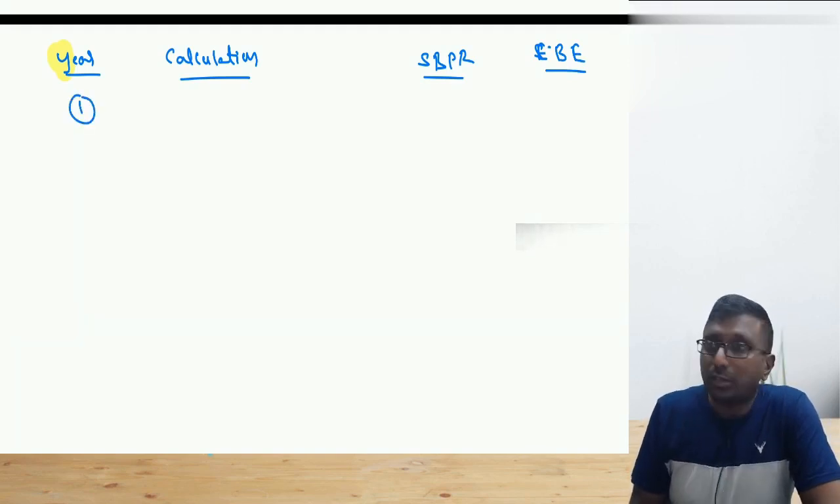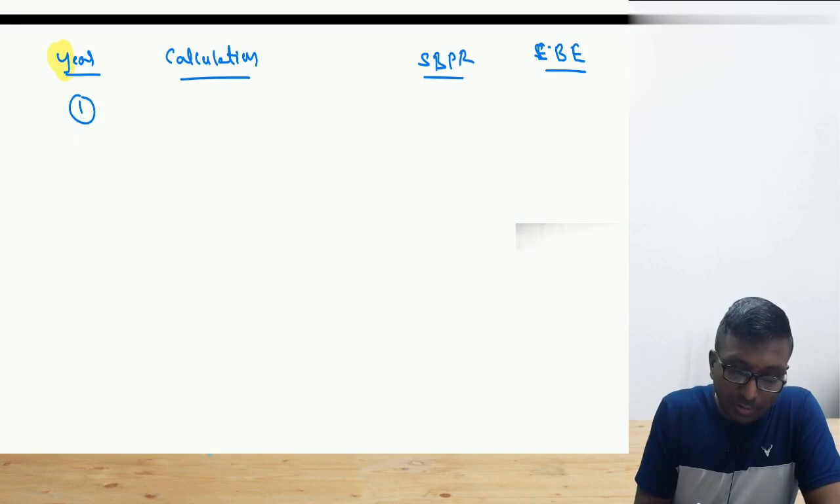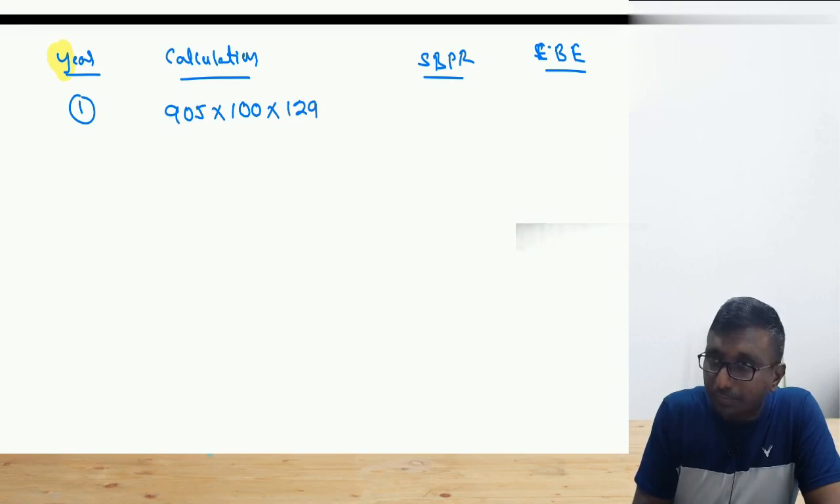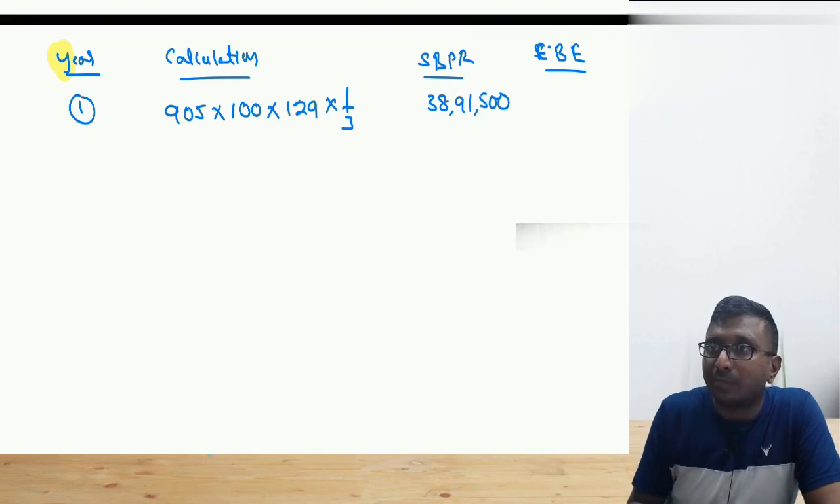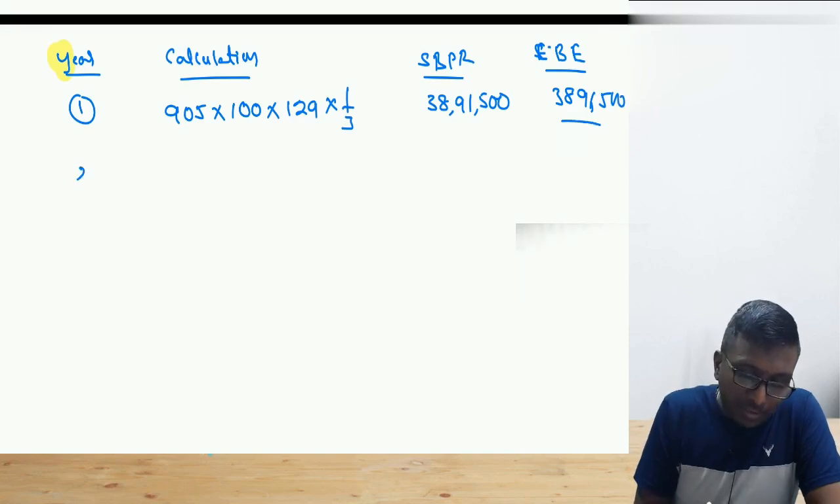Tell me what into what? 905 into 100 options into 129 into 1 by 3. How much? 38 lakh. 91,500. Yeah. And obviously this is the same number, 91,500.